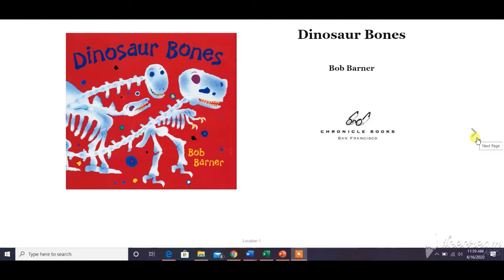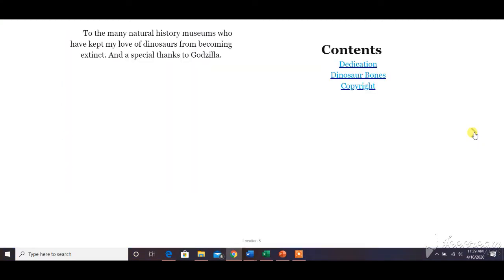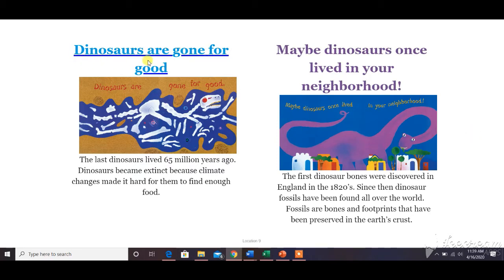This is Dinosaur Bones by Bob Barner. Dinosaurs are gone for good. The last dinosaur lived 65 million years ago. Dinosaurs became extinct because climate change made it hard for them to find enough food. Maybe dinosaurs once lived in your neighborhood. The first dinosaur bones were discovered in England in 1820s. Since then, dinosaur fossils have been found all over the world. Fossils are bones and footprints that have been preserved in the Earth's crust.